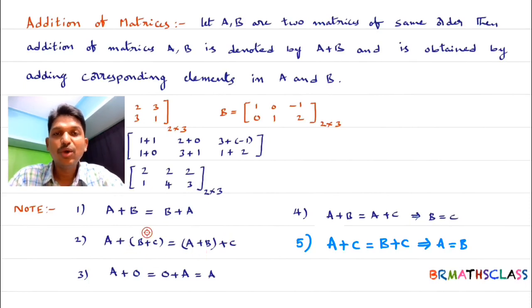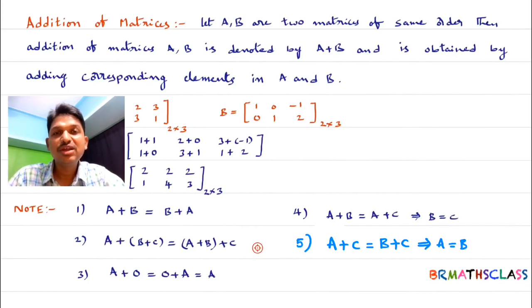Associative law. What is associative law? See here, A plus B plus C equal to A plus B plus C, with the brackets grouped differently. That is associative law. This can be verified very easily with an example. If you calculate LHS, whatever matrix you get, when you calculate RHS you will get the same matrix. We use these things very frequently while doing objective questions, so you need to know this. With respect to addition, associative law holds good.